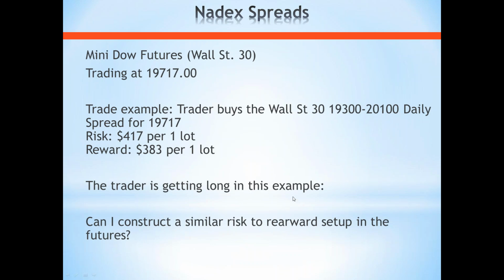In the Dow, obviously we're above 19,717 now. But here we have a spread in the Dow, and what's nice about this is that it's a really wide spread, right? How wide is this? This is a daily spread that's 800 points wide. So what that means is that there's a lot of room in between the floor and ceiling for this thing to trade around. It's going to trade very closely to the underlying market in between here, and this is my maximum risk and maximum reward.